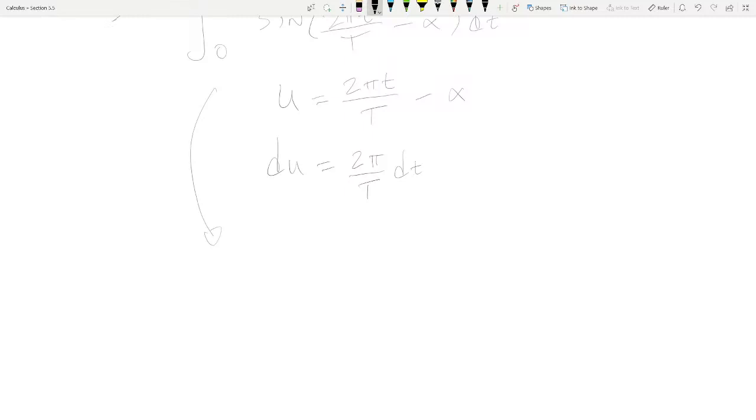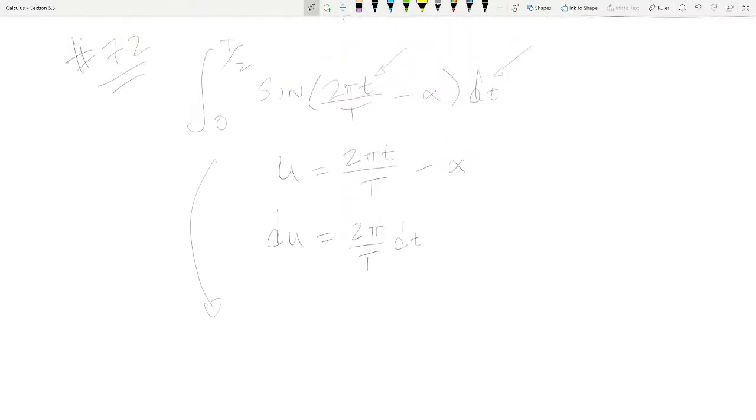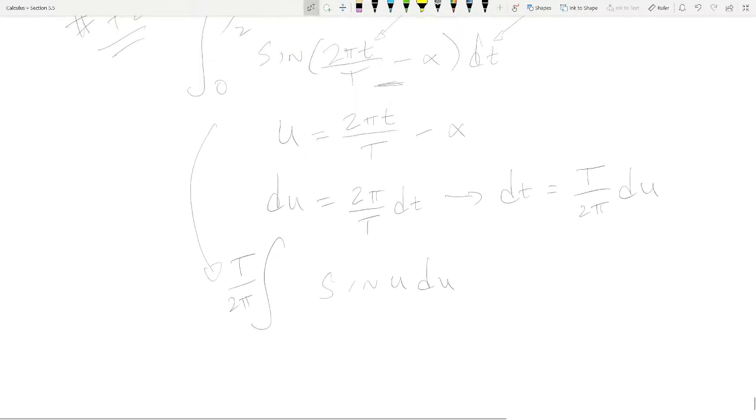So then I go to substitute here. Now this stuff is u right here, so I get sine of u. I need to solve for dt. So dt is equal to T over 2 pi du. So I put T over 2 pi here and du there. Okay, now I need to do the bounds.